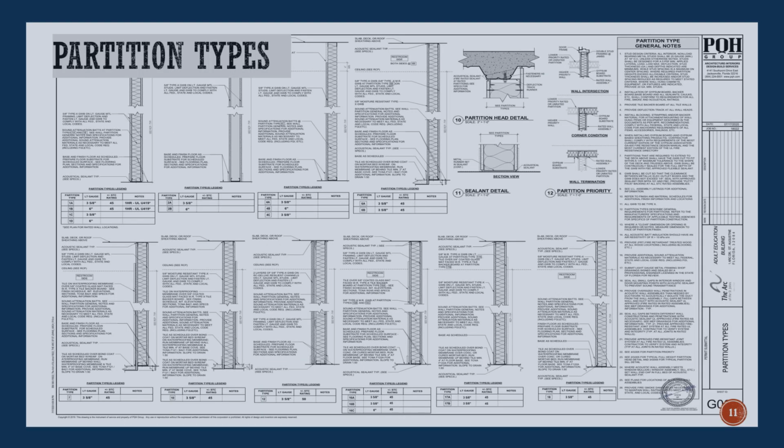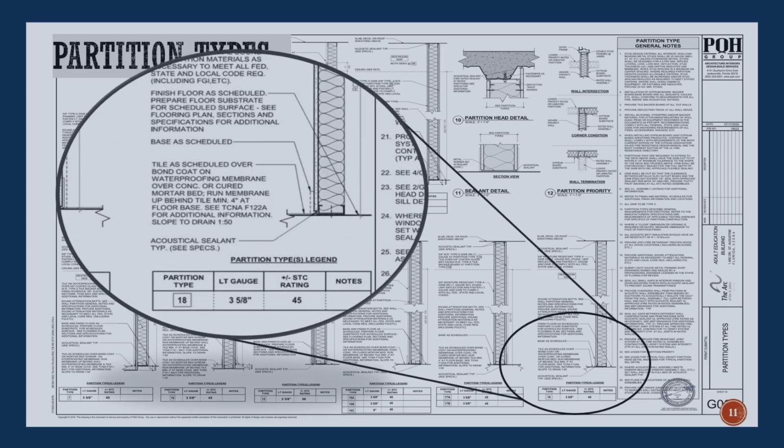Let's look at the partition types page and see what valuable information we see. Here we have general notes just for the partition types as well as details showing us a bunch of information. Let's look at partition type 18. Look at all this information. In the legend, we have the partition type. You can see the number in the box, which we will find those symbols on the architectural floor plan to help us identify the walls.